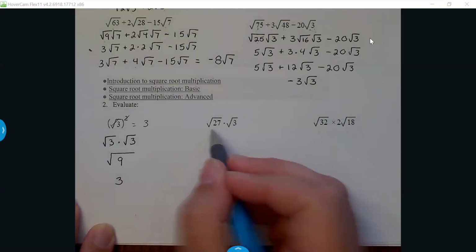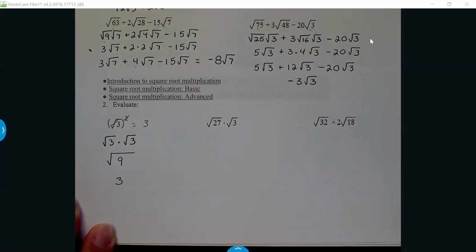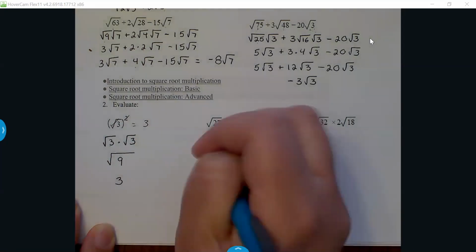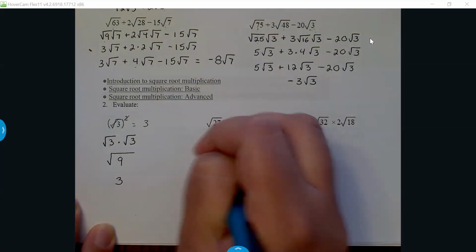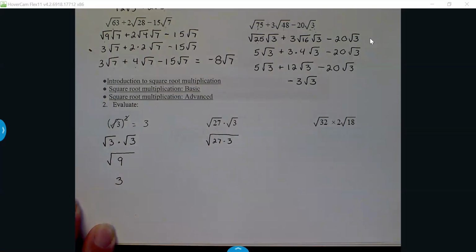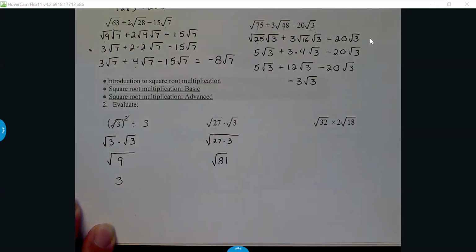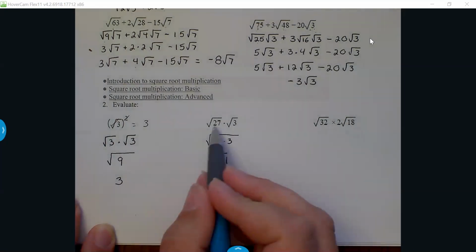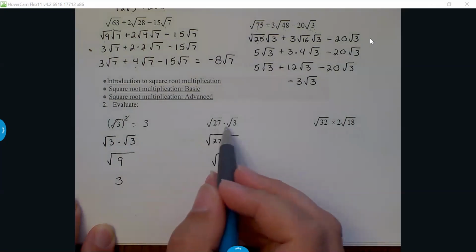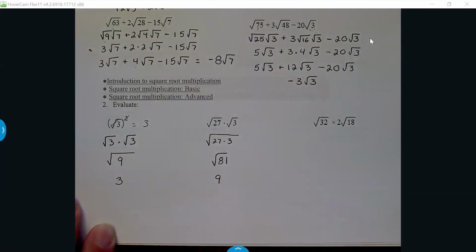Here we could apply the same principle. I have the square root of 27 times the square root of 3. So I can take my calculator and I can actually figure out that the square root of 27 times 3 is 81. And the square root of 81 is 9. Okay, so I could definitely do that. Another thing you could do is you could simplify the square root of 27 and then figure that all out that way. I find it much easier to multiply and then simplify.